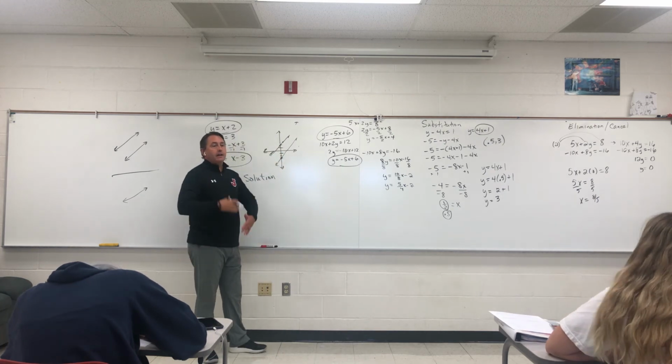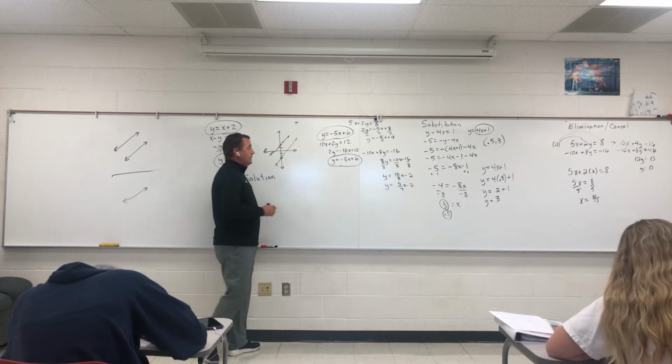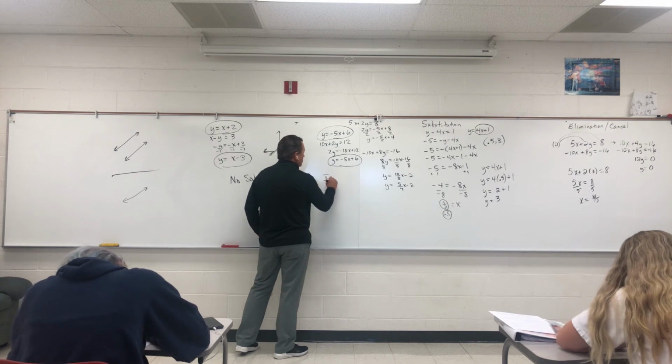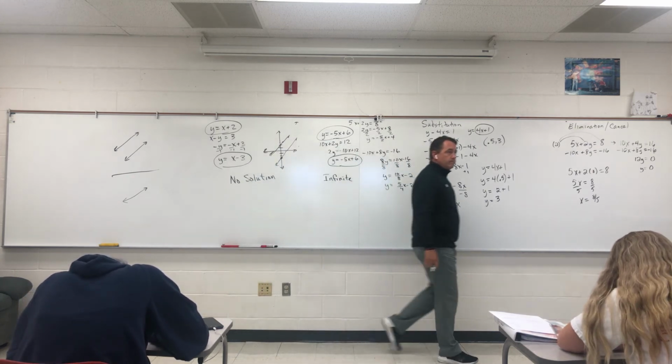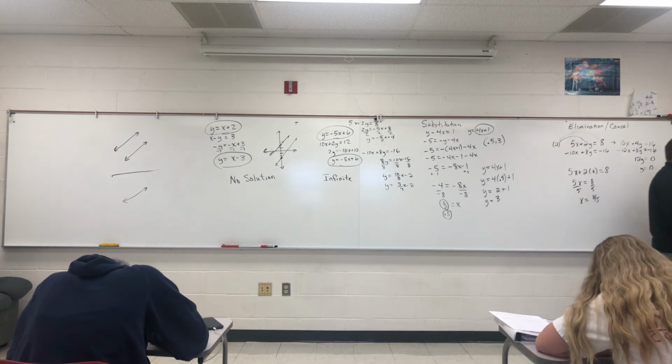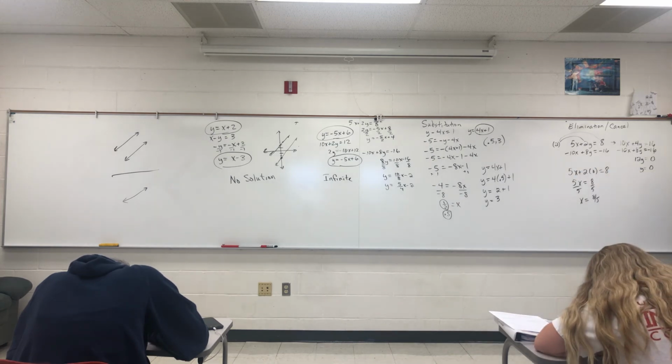So if they're the same line on top of each other, that's called infinite. Okay, because that means there are multiple solutions because they're on top of each other.